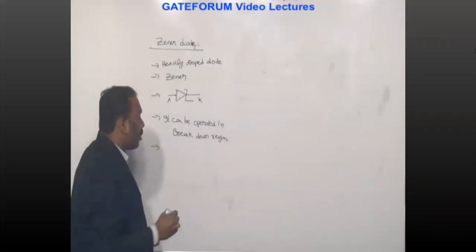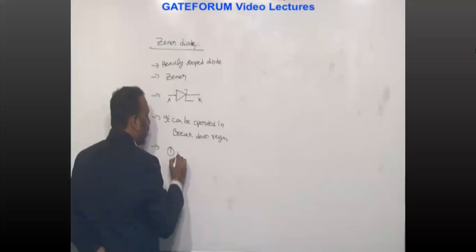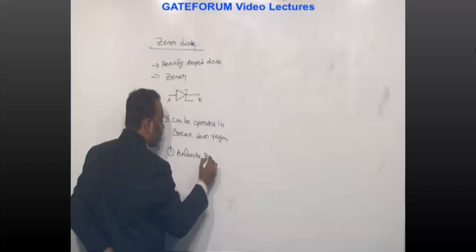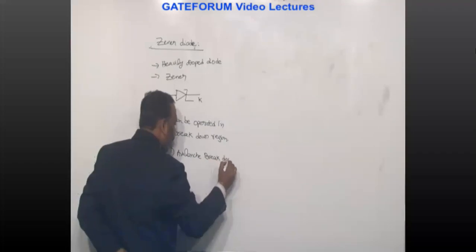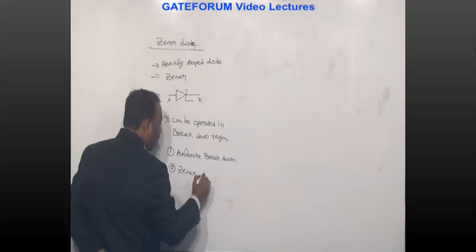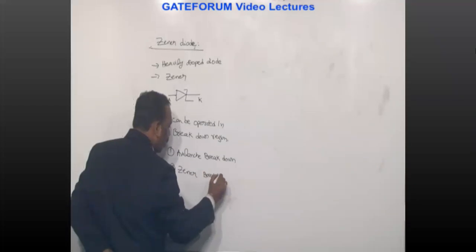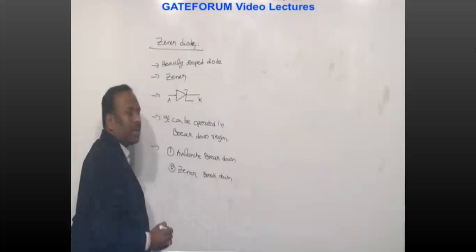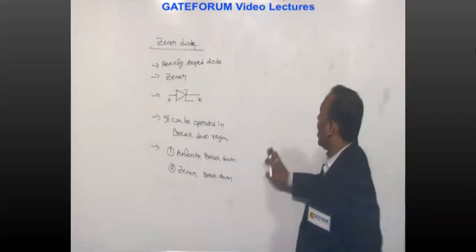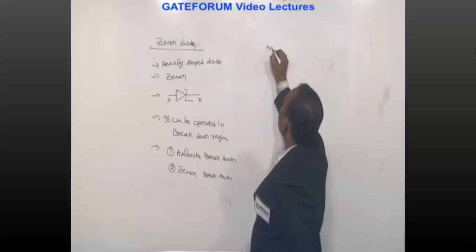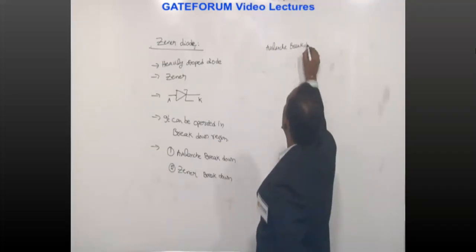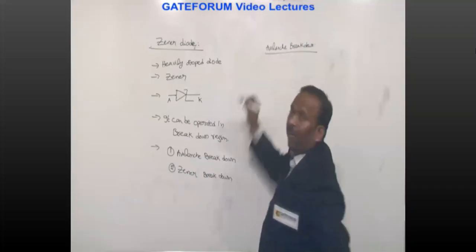Next. In a Zener diode, there are two types of breakdown phenomena taking place. First one, avalanche breakdown. Second one, Zener breakdown. Avalanche breakdown and Zener breakdown. Now first we'll see the avalanche breakdown.